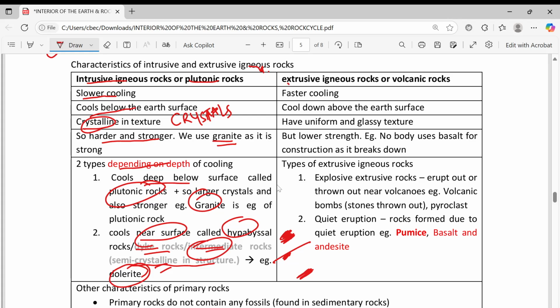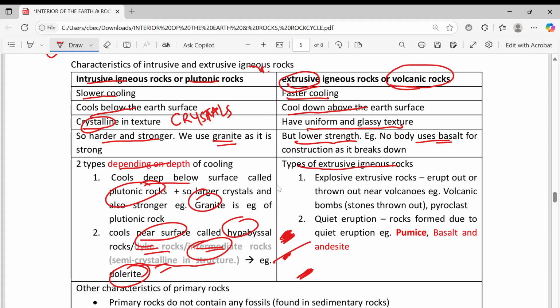Now extrusive means outside the surface. These are also called volcanic rocks. Very important. So they come outside the surface. Faster cooling, they cool above the earth's surface. They have a uniform and glassy texture. So they do not have much strength, lower strength. Nobody uses basalt for construction. The house will collapse.